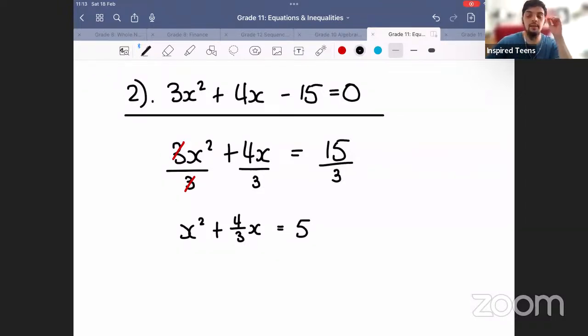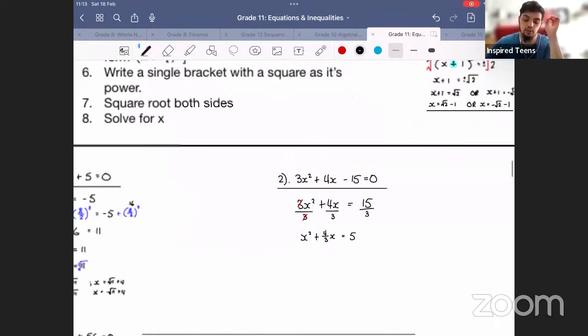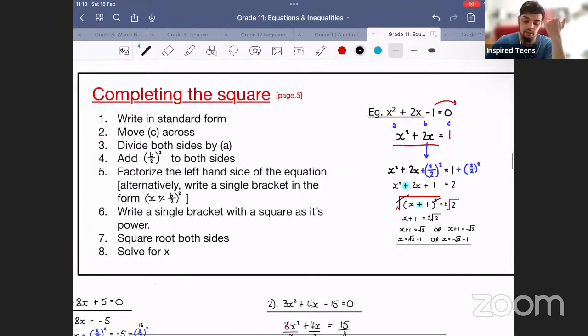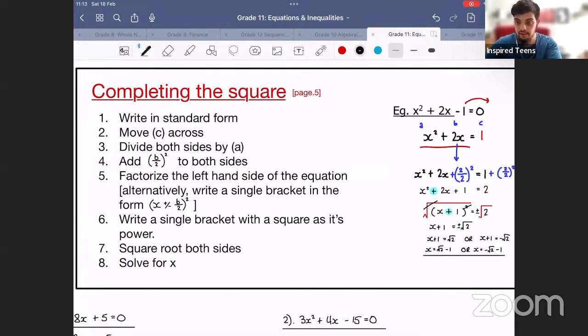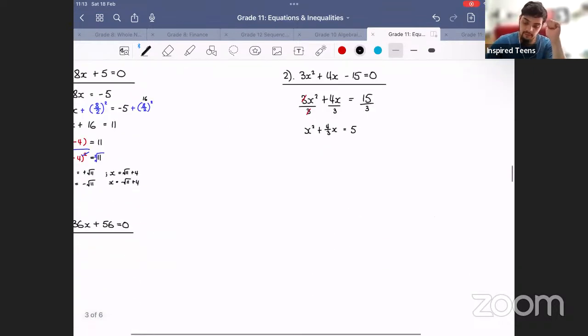Okay, guys, please keep in mind we are not doing trinomial factorization. We are doing something called completing the square. Completing the square has its own separate rules. It's a different method. That's why we're not moving everything to the other side. We are following these 8 set of rules.